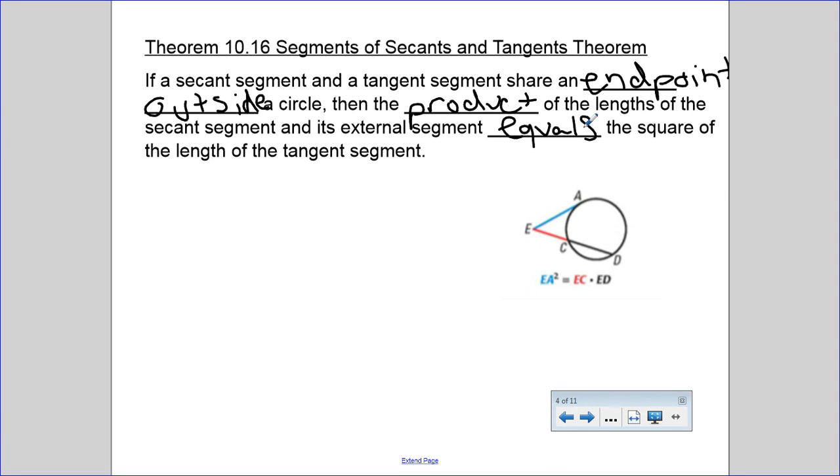So in this one, here's our tangent and here's our secant. It's labeled here that the tangent segment, EA squared, is equal to EC times the whole thing. So the part times the whole is equal to this part squared. All right, so that's three new theorems. Let's see how it works.